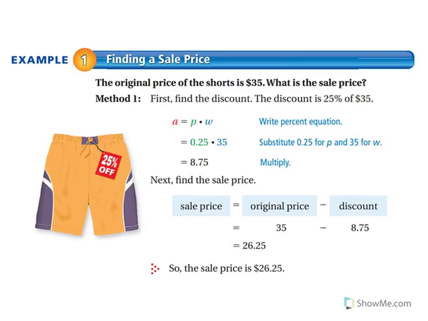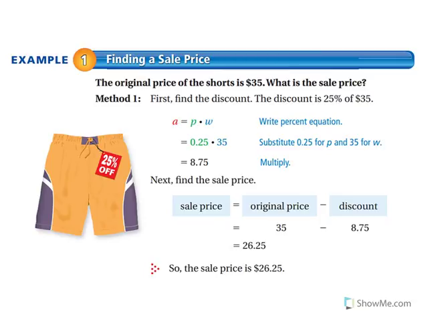So, in our first example, we see a pair of shorts. It says the original price of the shorts is $35. What is the sale price? There are two different ways of finding the price of this. If you remember from what we did in the Kahoot game, we dealt a little bit with markups and discounts. So this is going to be a refresher of what we had already learned.